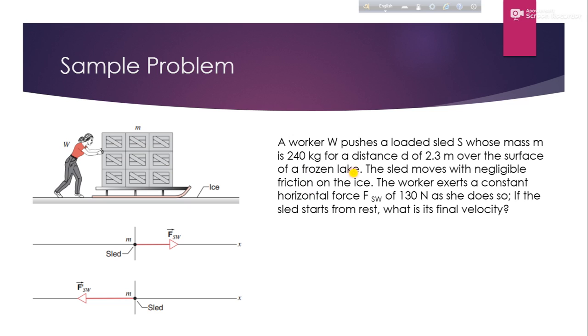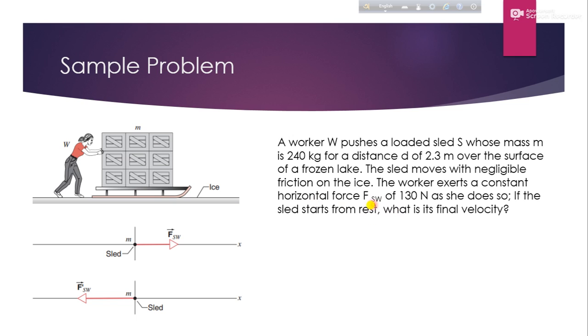So probably they will also give that the friction is negligible. The sled moves straight with negligible friction on ice, so you don't need to consider the friction. The worker exerts a constant force FSW, a constant horizontal force. That means the force does not change. So only in F equals ma, the acceleration will be constant, and only the velocity will be changing.